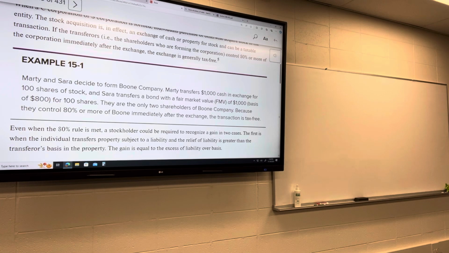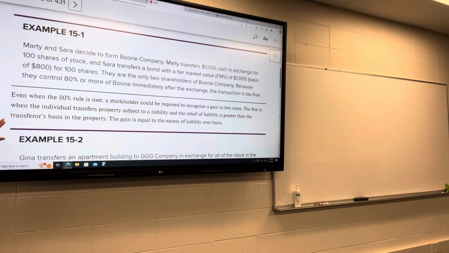They're the only two shareholders. Because they control 80% or more immediately after the exchange, the transaction is tax-free. They're each 50% owners. They're cool. They're over 80%.